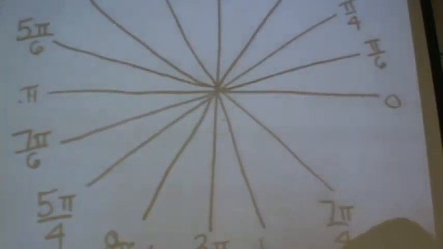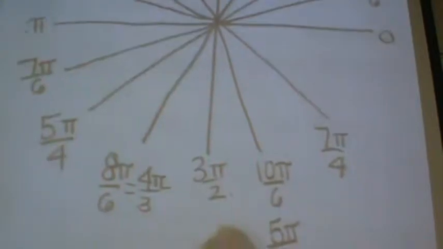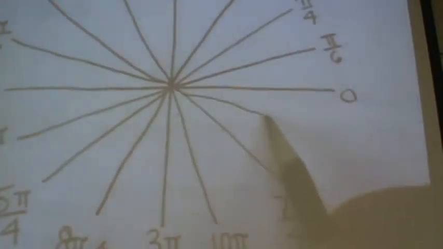4π/3. 9π/6. Then we have 10π/6. What's another name for 10π/6? 5π/3. And we have 11π/6. And then 12π/6.